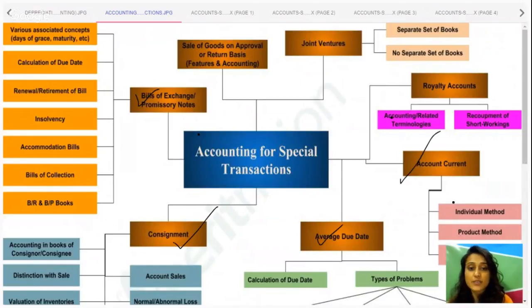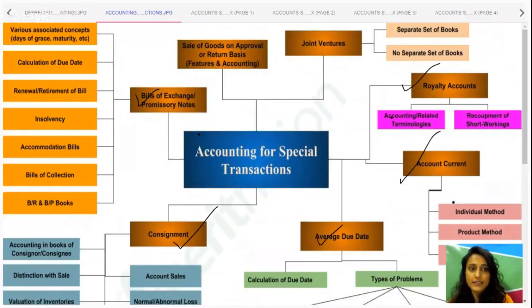Average due date is very important. Joint venture is also important. Sale on approval basis is also one of the favorites, and you can be asked something there. Bills of exchange is a very simple chapter. You barely have anything to do there, but again, it's an important chapter. So be careful when you enter your exam hall. You must be aware of these concepts, and you should know how to calculate the royalty, the various treatments covered under royalty accounts, under the books of lessor and lessee, all of that.